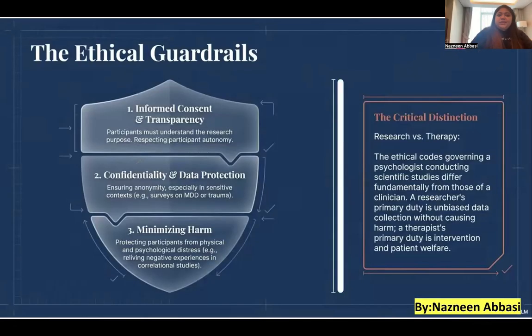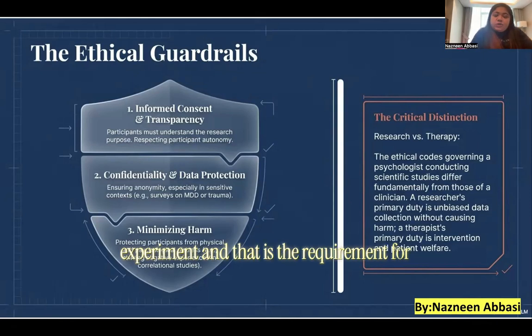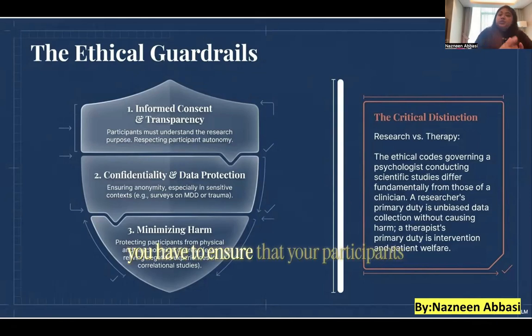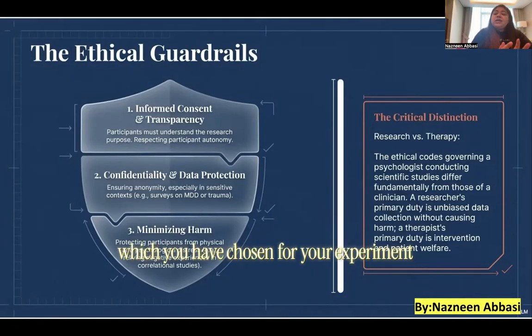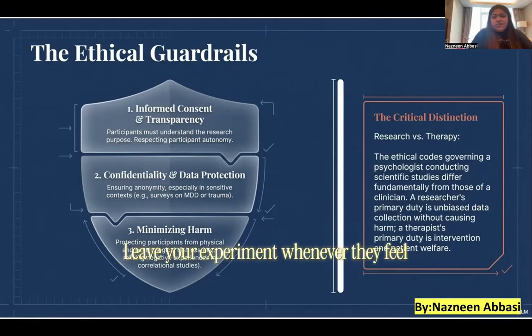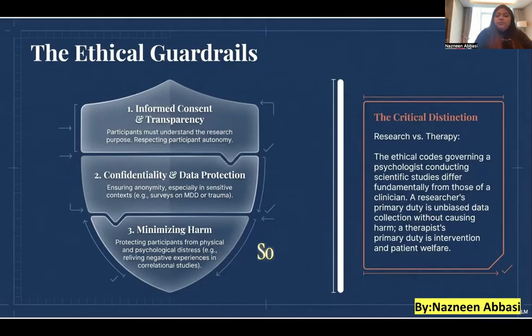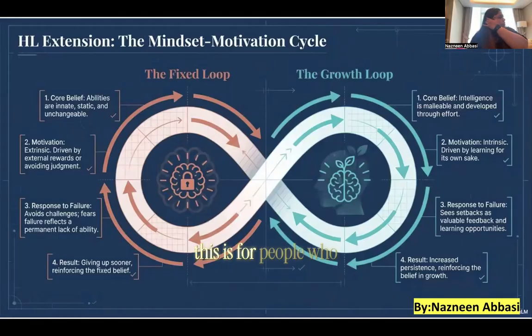Then, this is how you will understand the process of cause and effect, or causation. The second very important thing is the ethical guidelines when you do any experiment. That is the requirement for class practicals: you have to ensure that the participants you have chosen for your experiment are aware of their rights, and they have the liberty to leave your experiment whenever they feel like. This is one of the most important aspects of this class experiment.